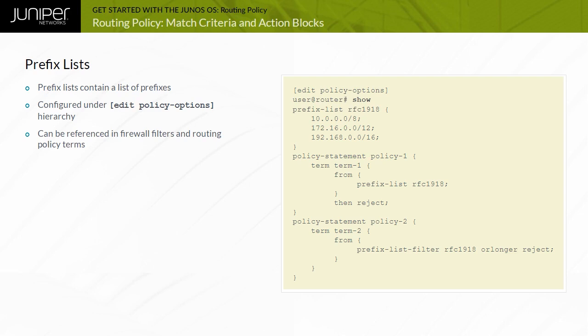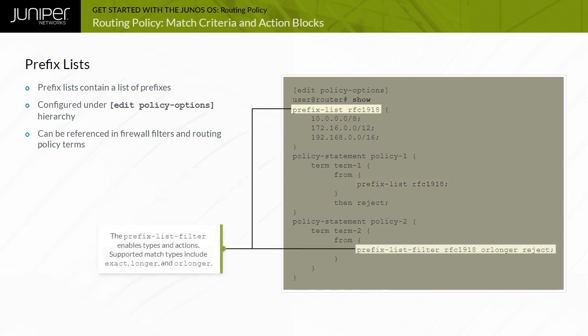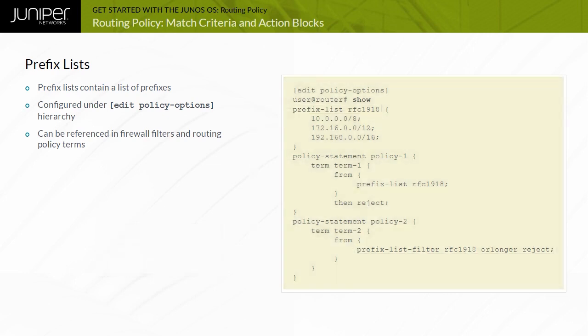You can use prefix lists in two ways in the from statement of routing policies. When referenced in a prefix-list statement, routes match only if they exactly match one of the prefixes in the list. When referenced in a prefix-list-filter statement, you can specify a match type of exact, longer, or orlonger to be applied to the listed prefixes. You can also specify an optional action to be taken if the filter matches. This action is executed immediately after the match occurs, and the then statement is not evaluated.